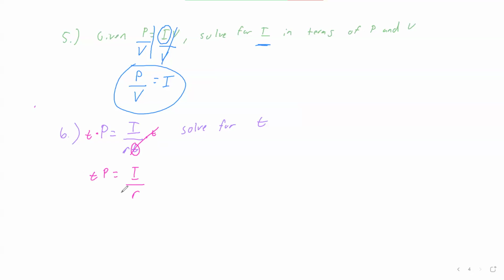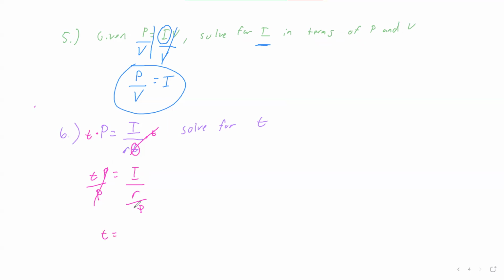So now what do I do to solve for P? IR is already by itself. I'm trying to get the P by itself. Good. I got to get rid of that T. And 2 letters mean multiplication. So I need to divide by P. Okay. So it looks like this. It looks like I divided by R divided by P, which looks almost ridiculous, right?